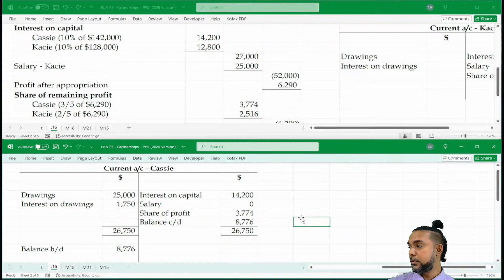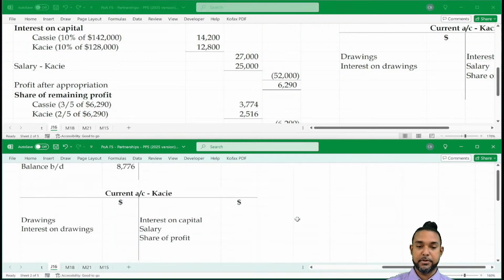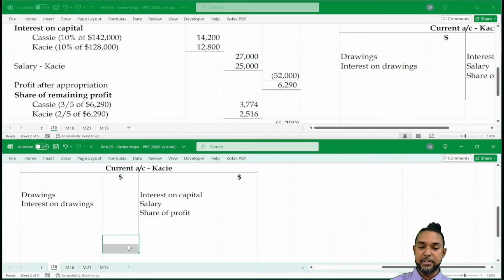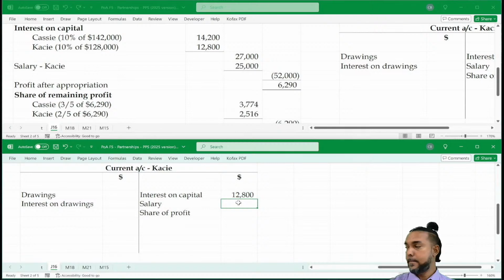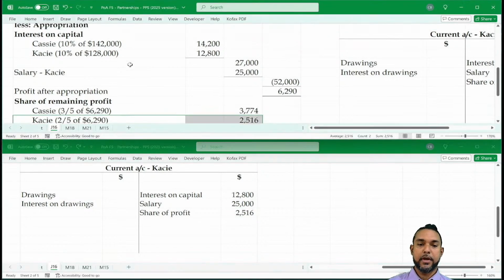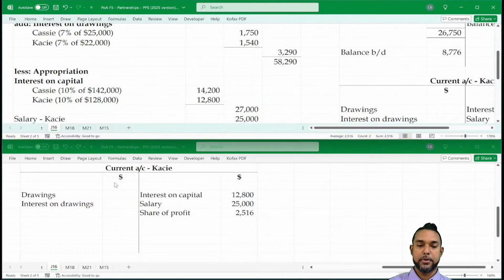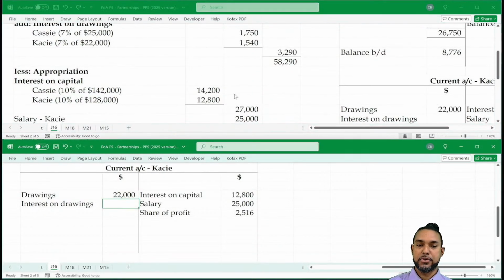All right, cool. All right, guys, let's take a look at Casey's current account, shall we? So again, there will be no opening balance because the partnership just started, and at the very start, they have no balance of earnings or withdrawals. Right. So for Casey, Casey's interest on capital was 12,008. Salary. So Casey actually got a salary. That's 25,000. Right, and Casey's share of profit was 2516. Right, and then her drawings 22,000, and the interest on drawings is 1540.